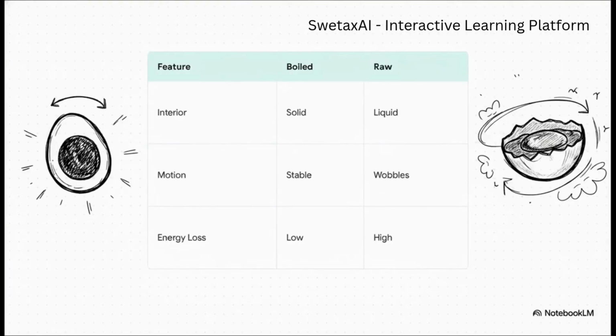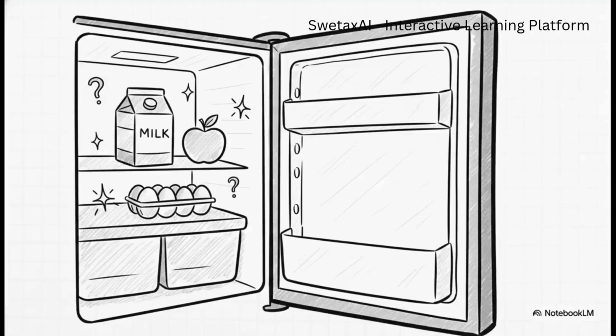And this brilliantly illustrates our point. Solid interiors maintain stable momentum while liquid ones lose energy to friction. So what other fascinating physics secrets do you think might be hiding right now in your fridge?